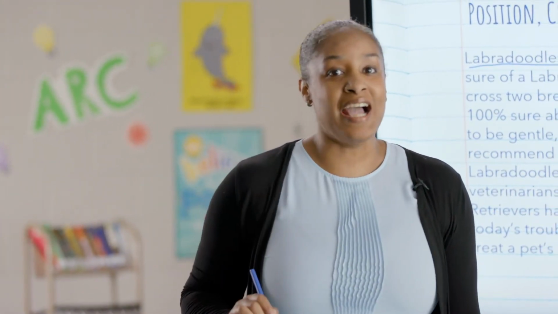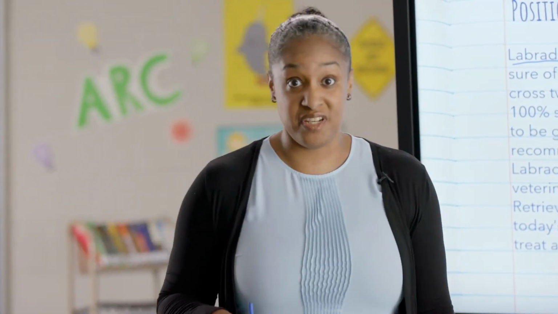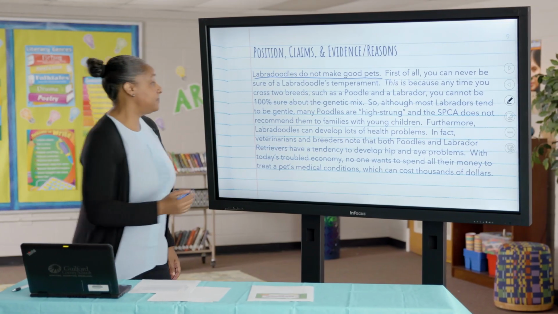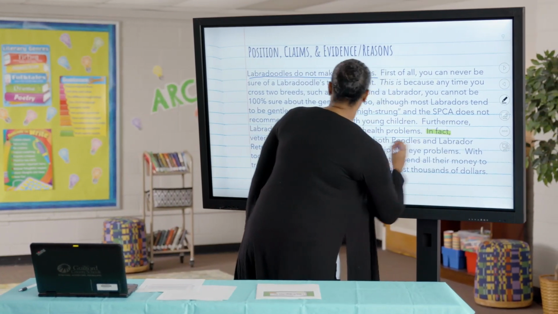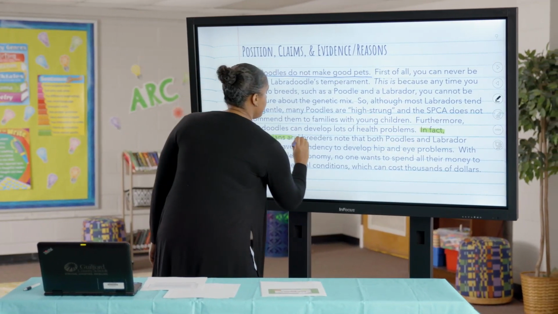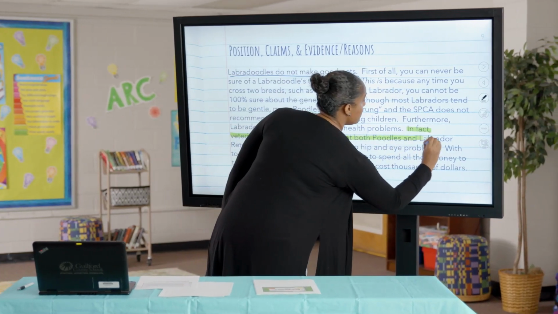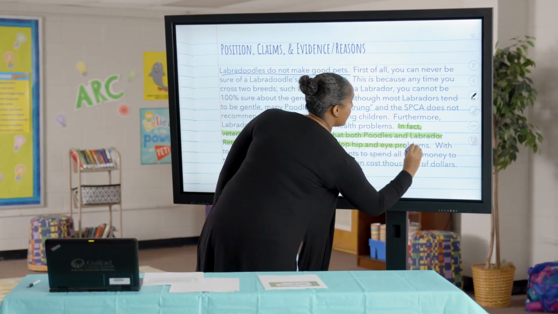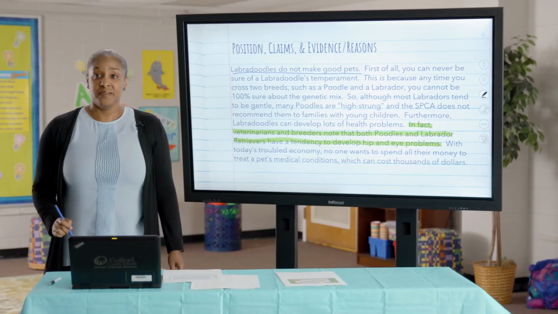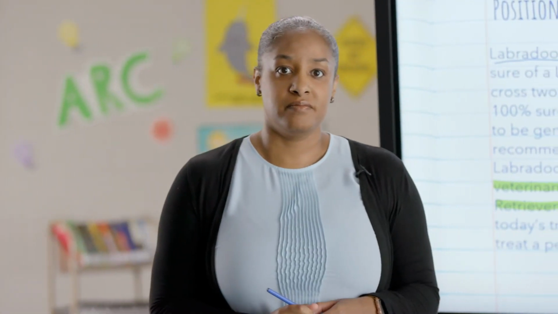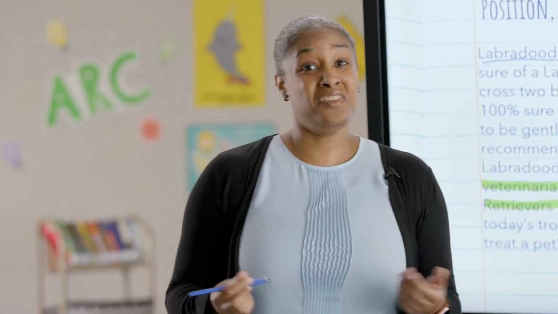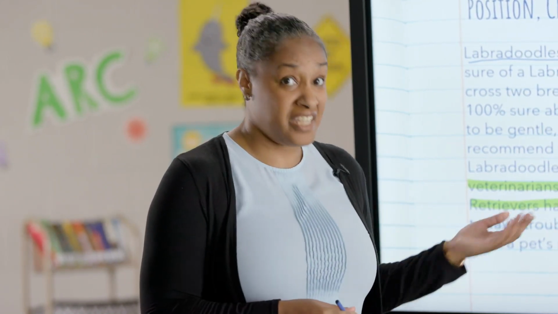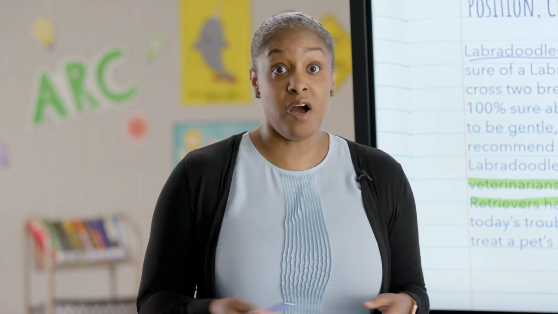Now I'm going to use the green highlighter to highlight the verifiable evidence in this selection. Did you find it? Here's what I suggested. In fact, veterinarians and breeders note that both poodles and Labrador retrievers have a tendency to develop hip and eye problems. How can this be proven? There may be some articles out there, or even speaking to veterinarians and breeders in your area can prove this statement to be either true or false.